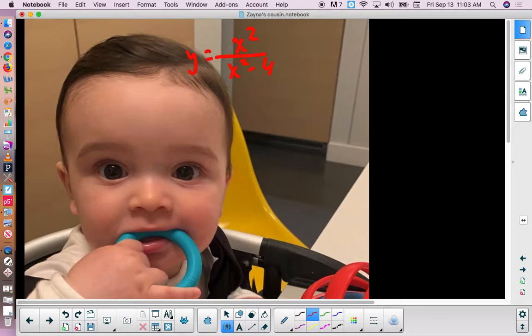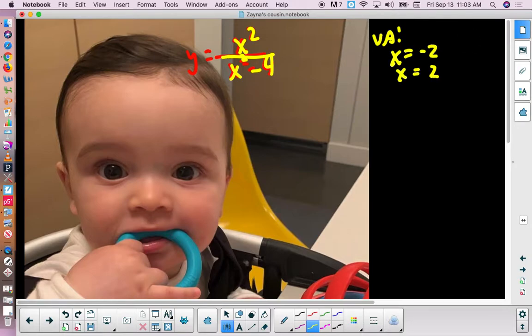Okay. This has two vertical asymptotes, most likely. Raise your hand if you want to give me the vertical asymptotes. Where is this undefined? Okay. Grace Hooper? X equals 2 and X equals negative 2. Okay. Grace and I are going to double check and make sure it doesn't make the top 0.